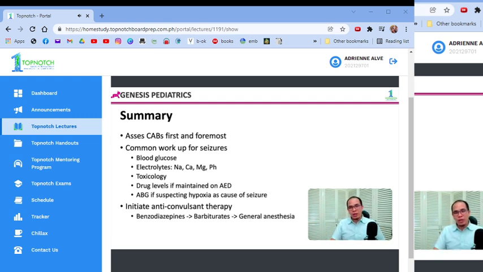Glucose, you check for the electrolytes. Which electrolytes may cause seizure? The arrangement of these electrolytes may cause seizure. That would be sodium, calcium, magnesium, and phosphorus. Toxicology screening, blood levels of drugs, hypoxia. If you're suspecting hypoxia as a cause of seizure, you can check your blood gas. And yan, benzodiazepines, barbiturates, and general anesthesia.